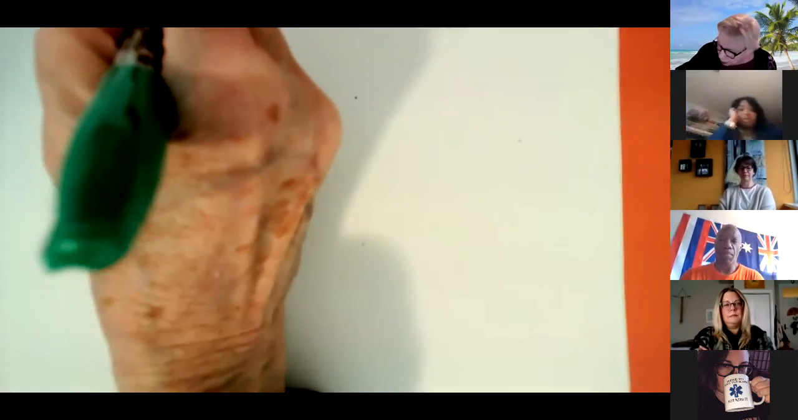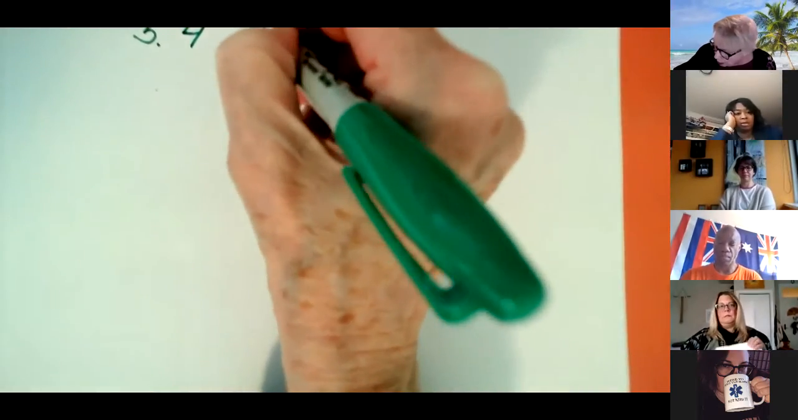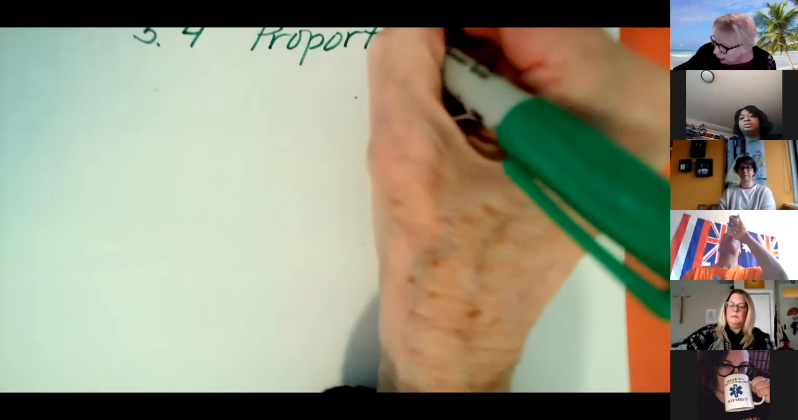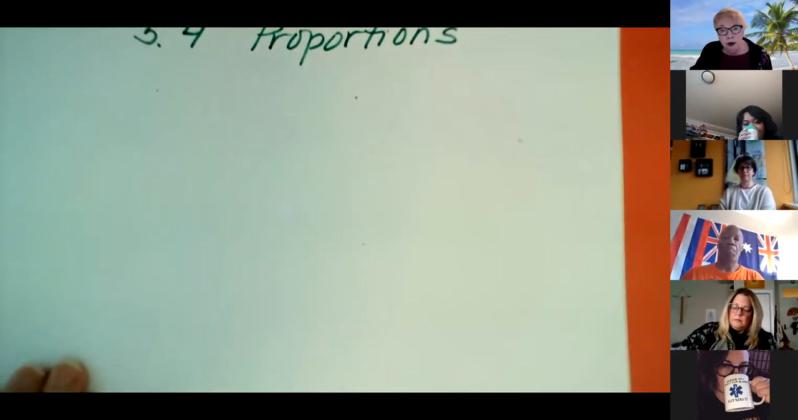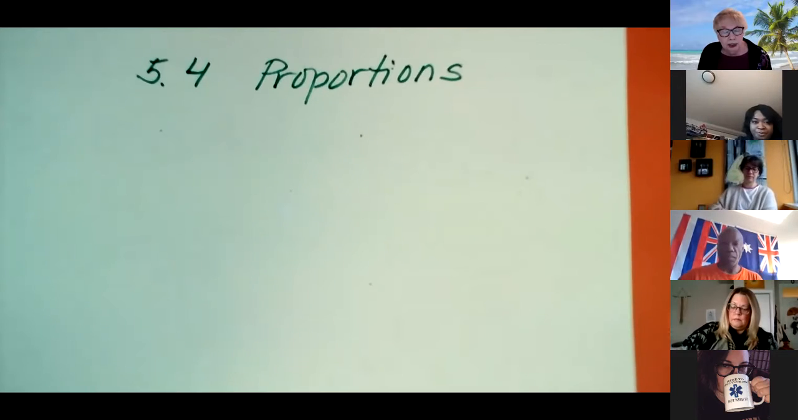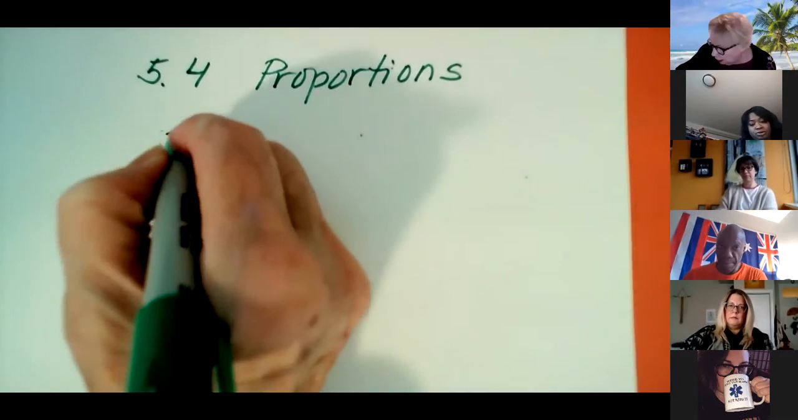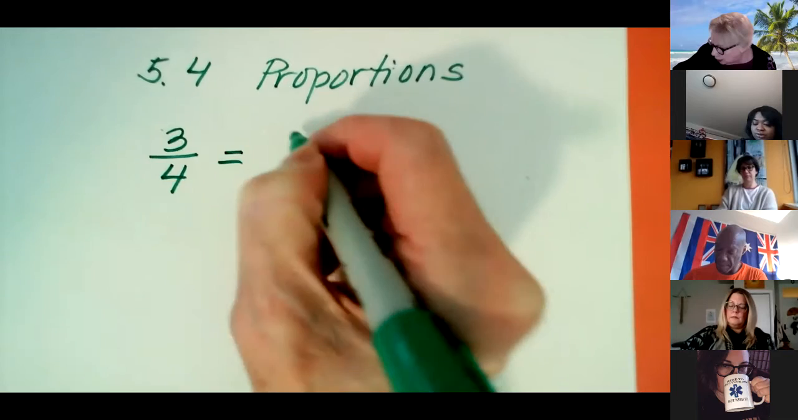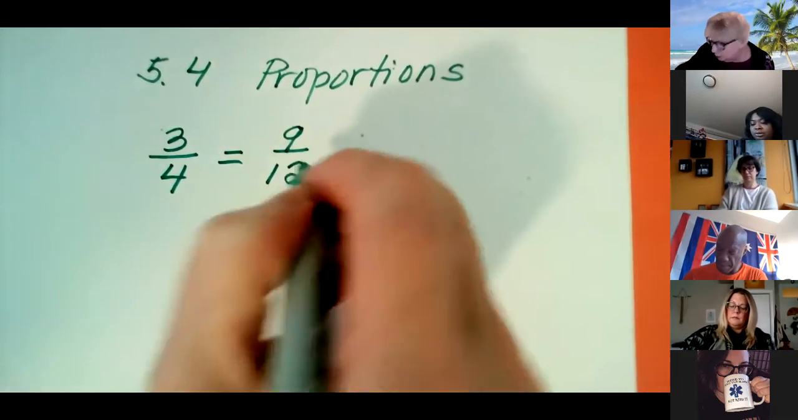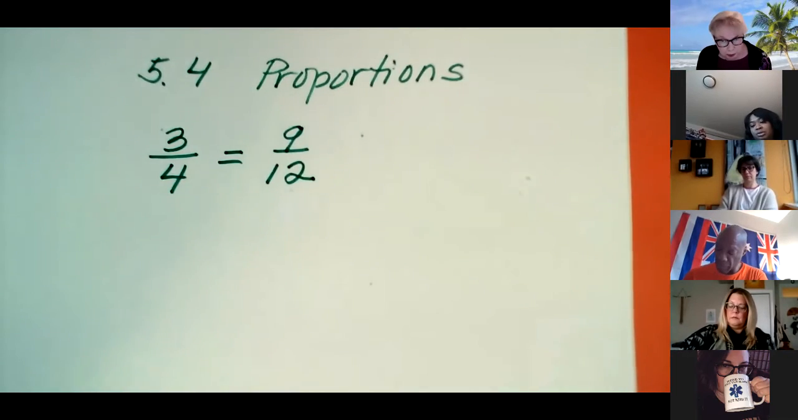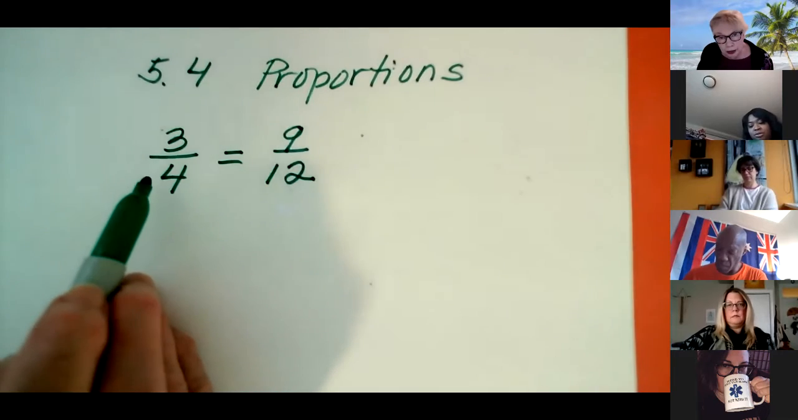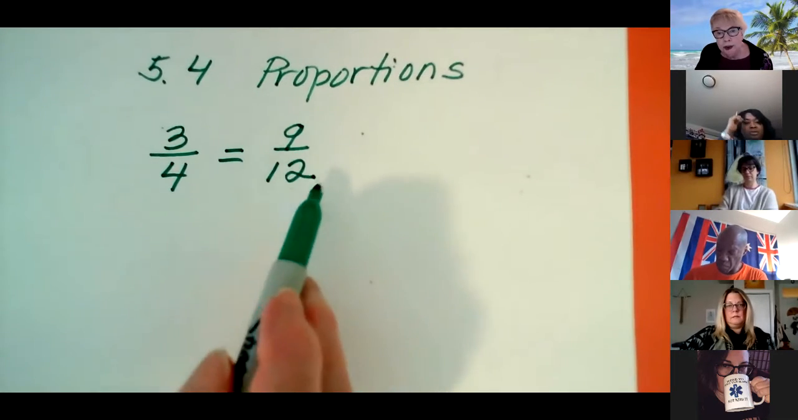So let me keep rolling. I wanted to do this one because this last section is about proportions. I'm hoping most of these topics seemed easier to deal with, but I don't know. A proportion is just 2 ratios set equal to each other. So I'm going to go 3/4 and I'm going to go 9/12. This is a proportion. It's one fraction set equal to another.